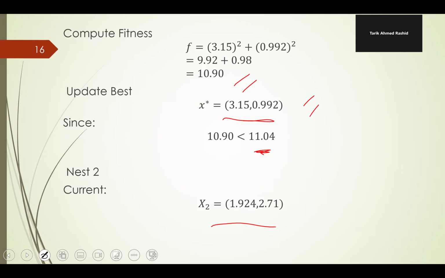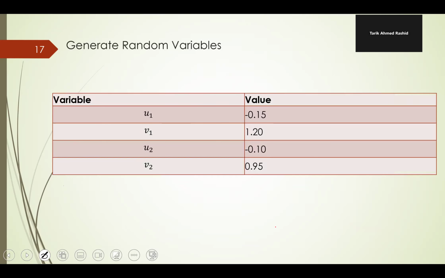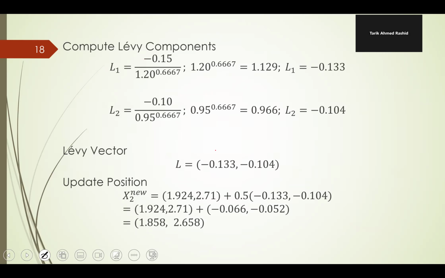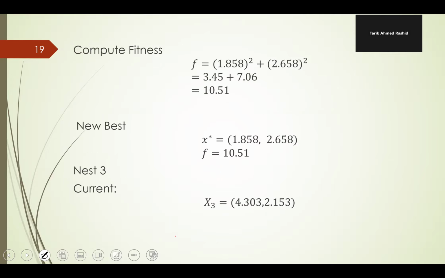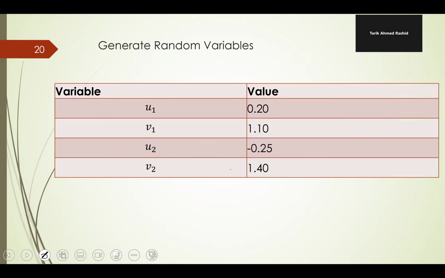Likewise, we'll do it for x2. We'll see what we get. U1, U2, this one all randomly given. L1 and L2 are found for the current solution. And here is the current solution. We plug them into the fitness function. It is 10.51, again less than the other one. We can keep it, update it as the new best solution.